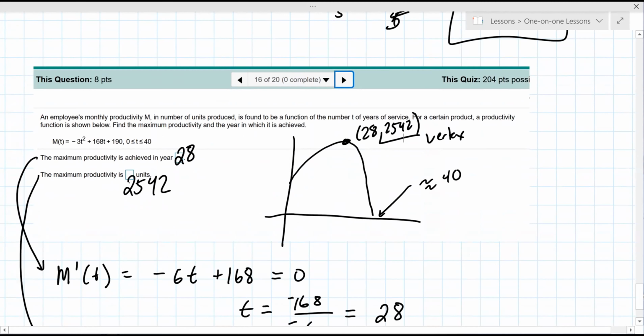Awesome. Okay, we're gonna do 17. Okay. 17. All right, snipping it in.